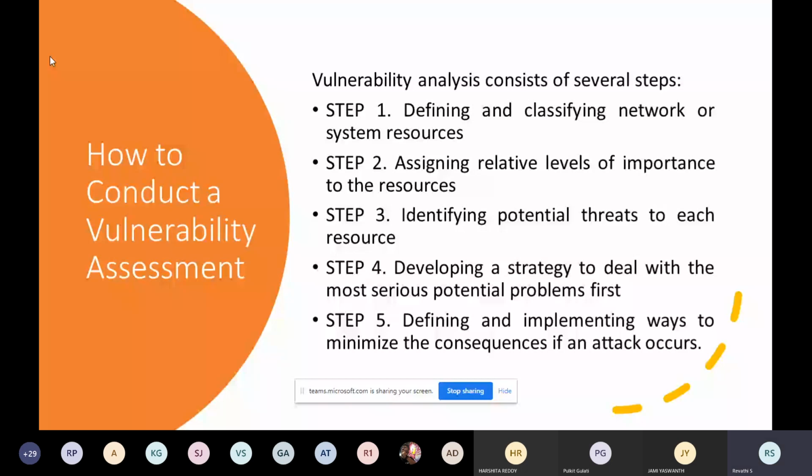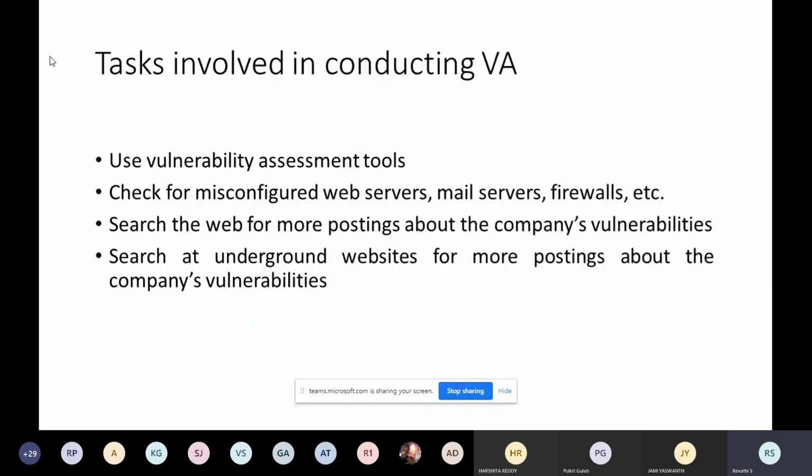Okay, so the tasks involved in conducting the vulnerability assessment: you have to understand what the vulnerability assessment tools are. Depending upon whether you are working on the network, the host, or external or internal, there are plenty of tools available. So the first step is to understand what tools you are going to use, and check for any misconfiguration in web servers, mail servers, firewalls, and all these areas. And check for any vulnerability postings available on the company's website, and also postings from other websites.